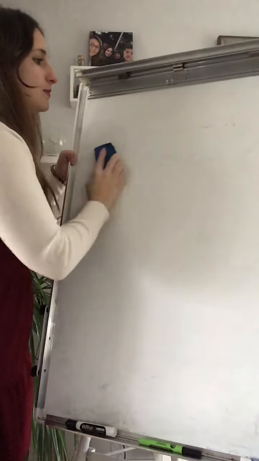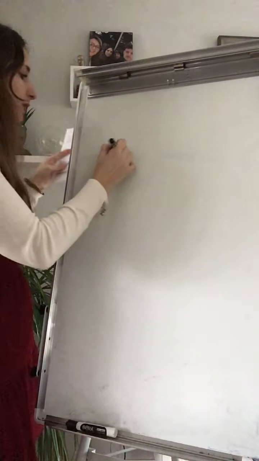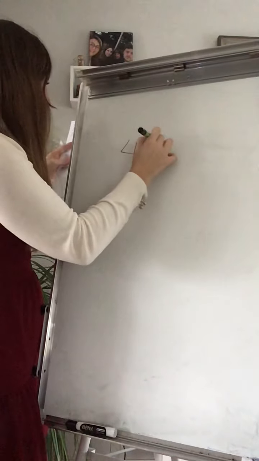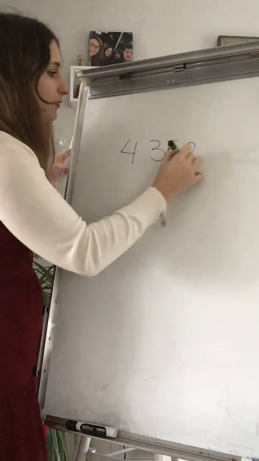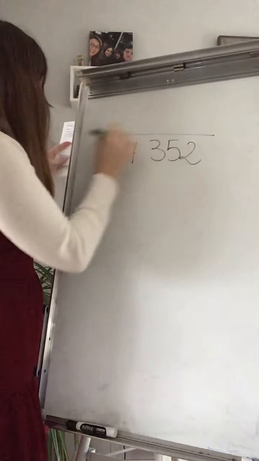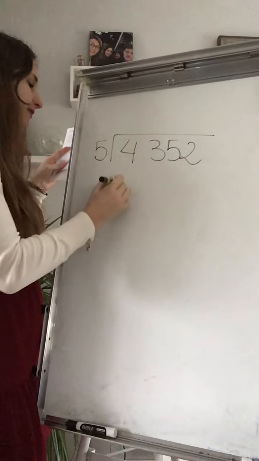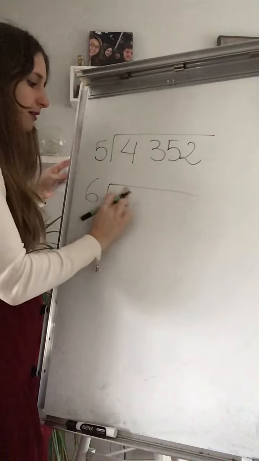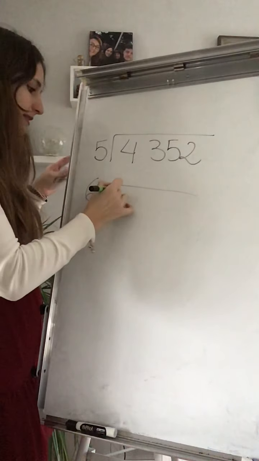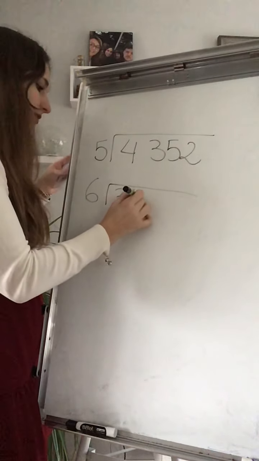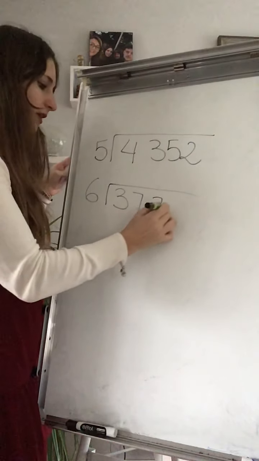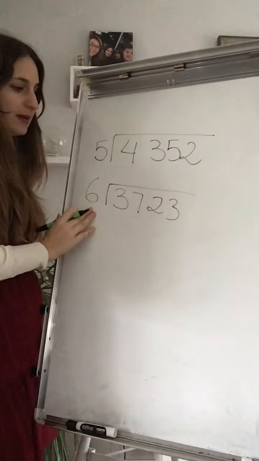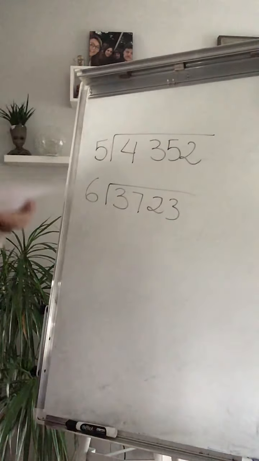I'm just going to use my black pen, which I think you will be able to see better. So the first one is going to be 4,352, and we are going to divide it by 5, and we are going to try, oh, this one is going to be tricky, divided by 6. You need to start to learn your 6 timetables. 3,723 divided by 6. Okay, let's do it.